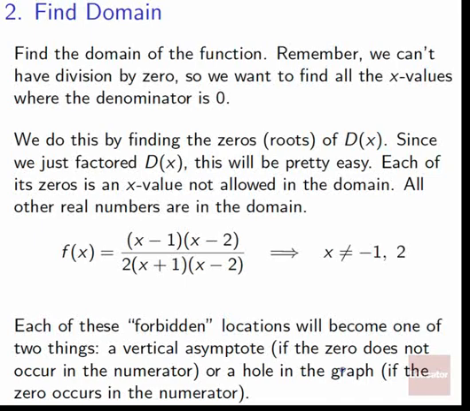Find the domain of the function. Remember, we can't have division by 0. That's one of the critical ideas here. So we want to find all the x values where the denominator is 0, because those are going to be forbidden. We do this by finding the zeros, the roots, of d of x. So find the zeros of our denominator function.